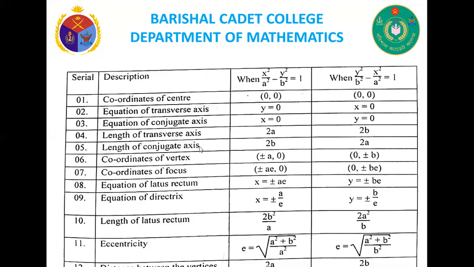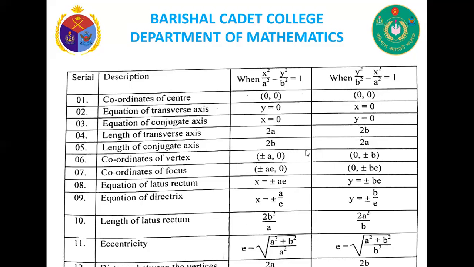Length of the conjugate axis: this is 2b. Coordinates of the vertex: this is plus minus a, 0. Coordinates of the focus: this is plus minus ae, 0. Equation of the latus rectum: this is x equal to plus minus ae. Equation of the directrix: this is x equal to plus minus a by e. Length of the latus rectum: this is 2b squared divided by a. Eccentricity: this is e equal to square root of a squared plus b squared divided by a squared, and the distance between the vertices is 2a.